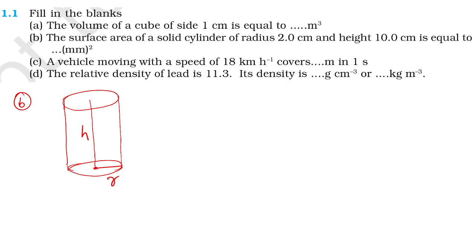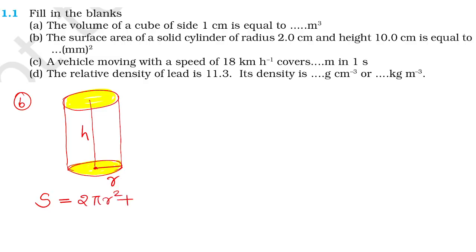The surface area. Look here. The surface area consists of two circles at the ends. These circles are part of the surface, right? Surface area means total surface area. You know that the area of a circle is pi r square. Pi r square plus pi r square will be 2 times pi r square.